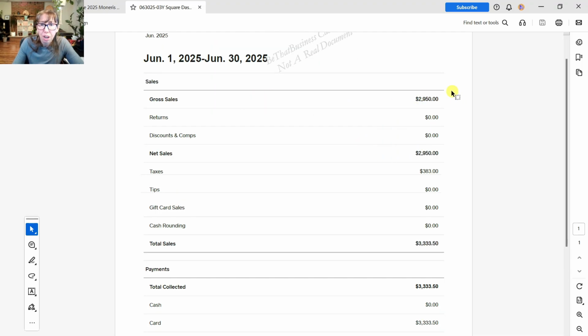So here is the Square dashboard for June, and what this is telling us is that for June, there's been sales of $2,950. The taxes in there were $383. There were no tips. So in total collected was $3,333.50. Just a side note, sometimes when people use Square just for payment processing, it might not break out the taxes. They might just hand a separate invoice and just use Square to process the full payment. So that's always something that you want to think about when you're working with Square.